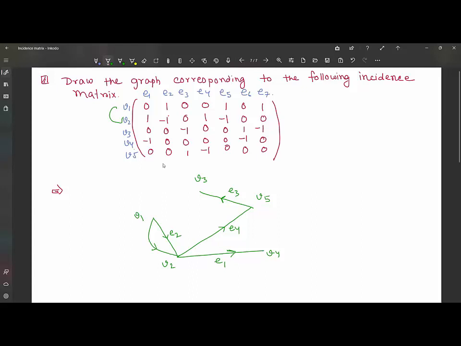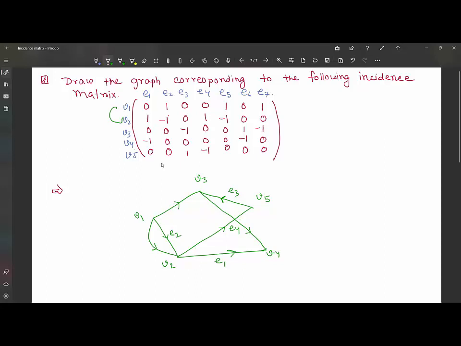E6 is in between V3 and V4. So we can join these two lines like this, and this E6 is from V3 to V4. So this is the direction from V3 to V4. Then E7 is from V1 to V3. So this is the direction. So that's the graph from the incidence matrix.